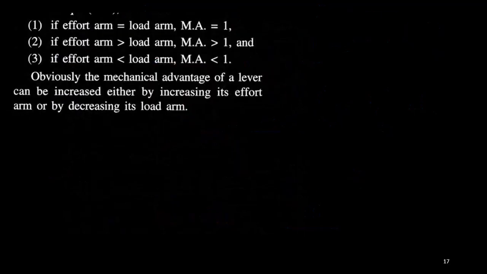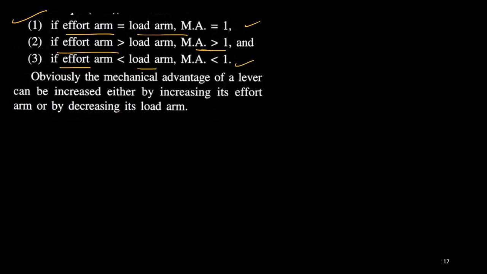So that is it: if effort arm is equal to load arm, MA is 1. If effort arm is greater than load arm, the mechanical advantage is greater than 1. Or if effort arm is less than load arm, the mechanical advantage is less than 1. Obviously, the mechanical advantage of a lever can be increased by increasing the length. If I want the mechanical advantage on the higher side, I have to increase the arm length. Once I increase the arm length, the mechanical advantage will also increase.